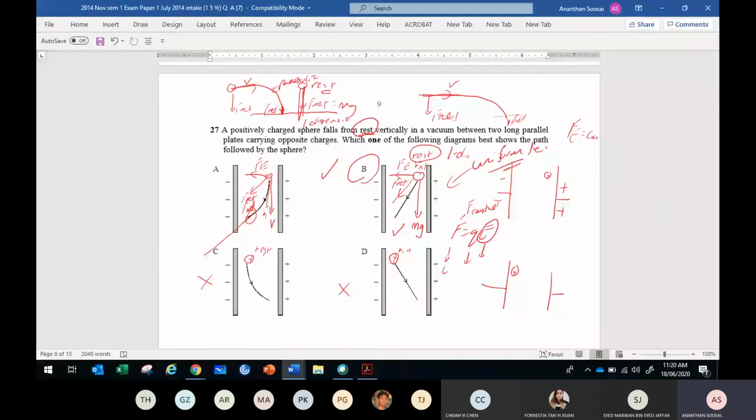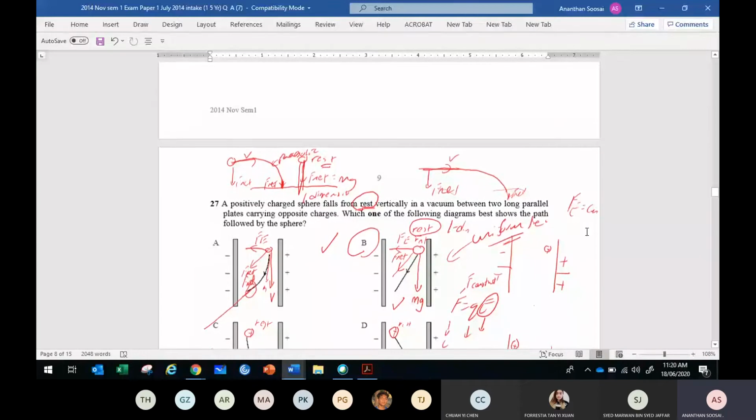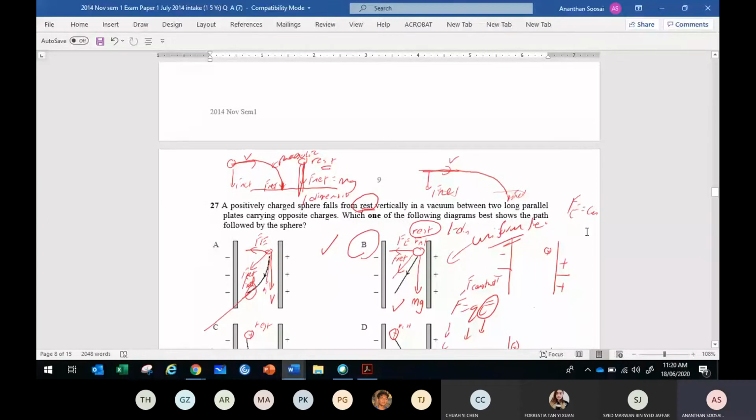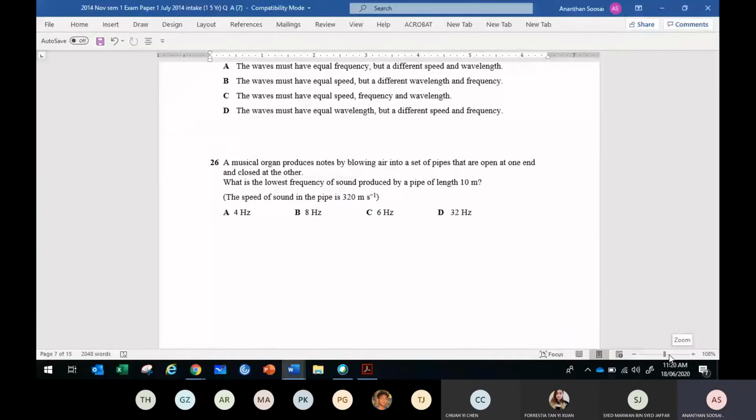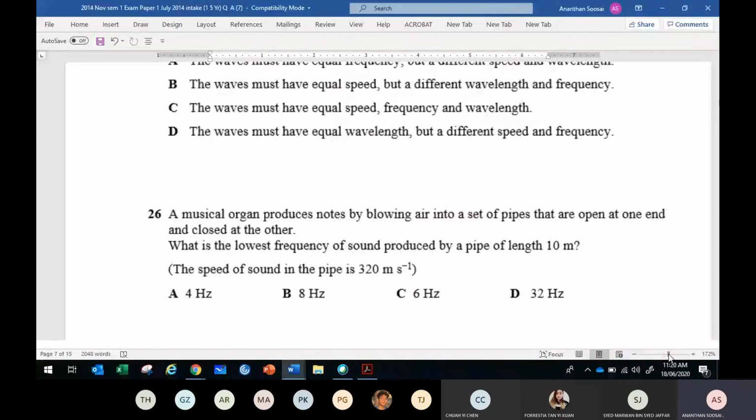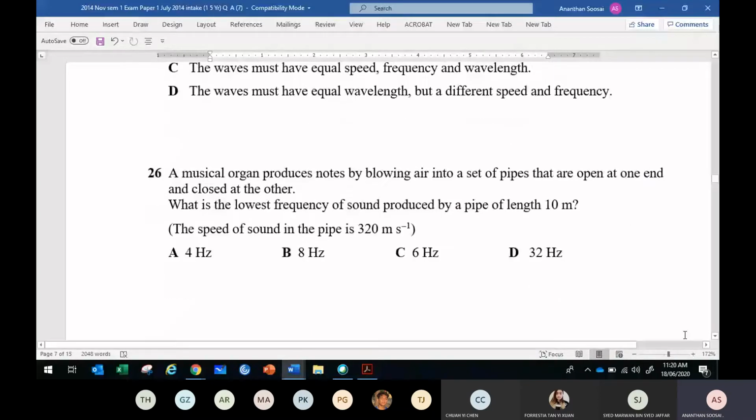Okay. Any other question? So 26. Okay, we go to 26. Okay, the others, give a try. 26 is a wave.